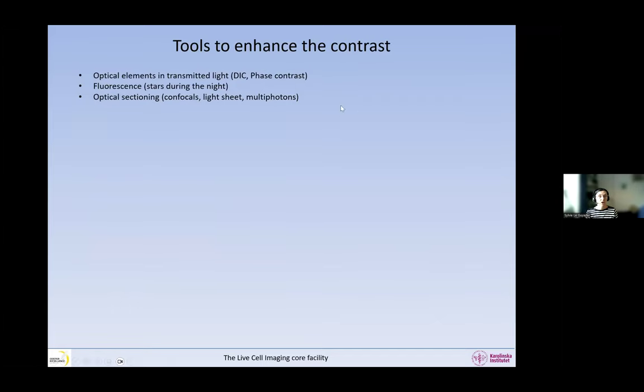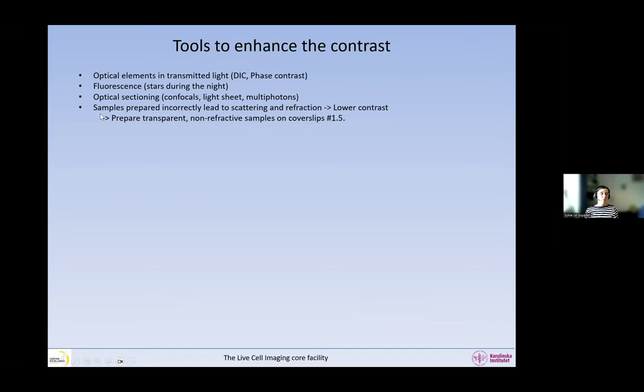So either we throw away the emission from the other focal plane, like in single point and spinning disk confocals, or we do not create any emission from the out of focal plane with light sheet and multiphoton. We only excite the focal plane. So we have an optical section. So this is also a way to enhance the contrast.